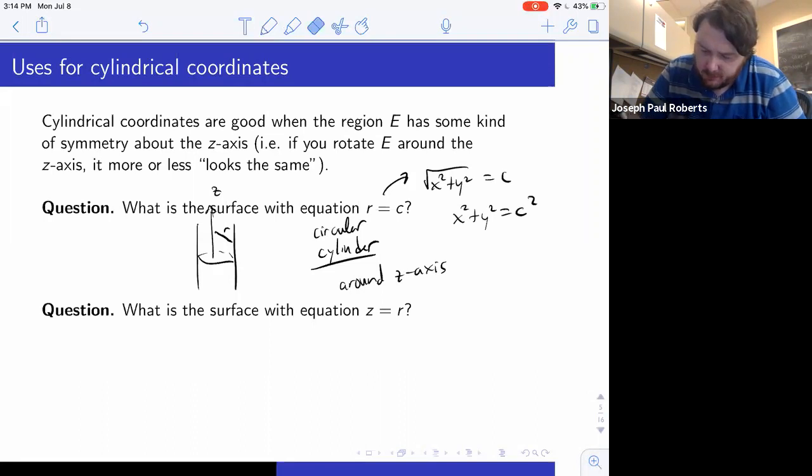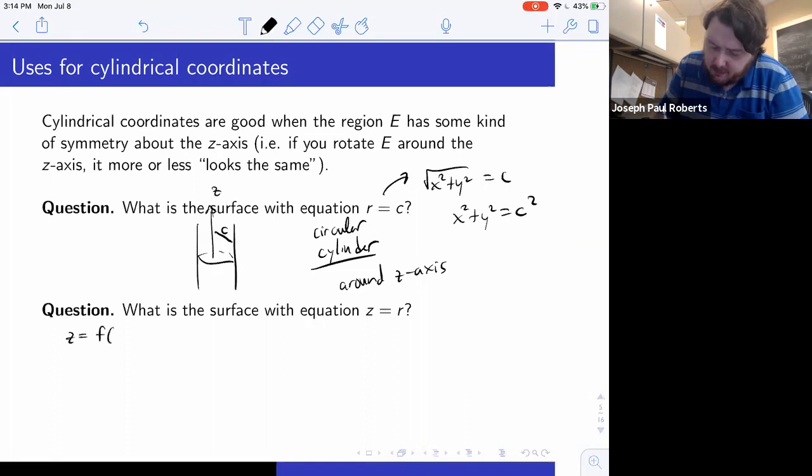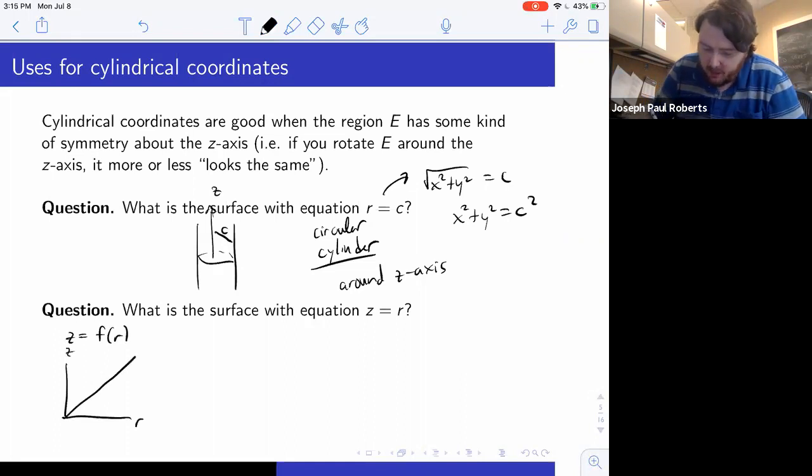I guess I should make this a c. Okay, and then what is the surface with equation c equals r? So one way you could think about it, if you have a surface z in terms of r, draw it in the rz half plane when r is positive, and then you just spin it around the z-axis to generate the 3D surface. And so if you spin that line around the z-axis, you're going to get a cone.